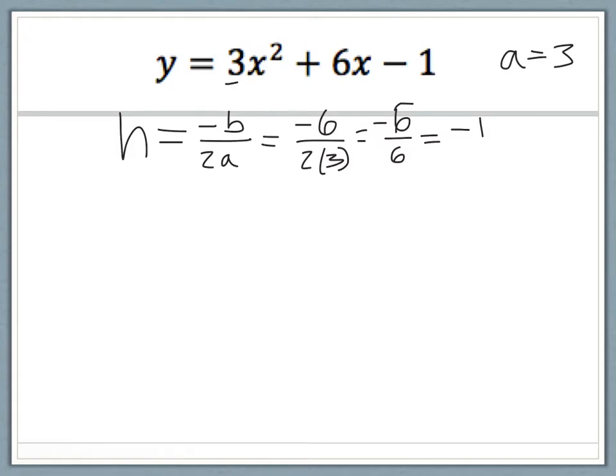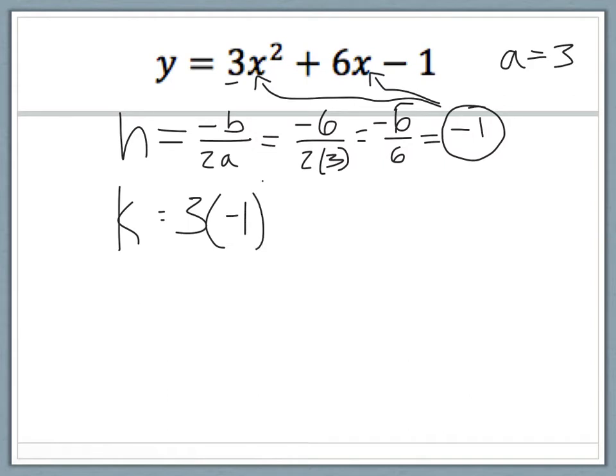So now that I have my h value, in order to find k, I'm going to take my h value and plug it in to find my k. So k is going to equal 3 times negative 1 squared plus 6 times negative 1, then just minus 1. You can put that exactly as you see it in the calculator with those parentheses. When I plug that in, I get negative 4. So that means that k is going to be negative 4.